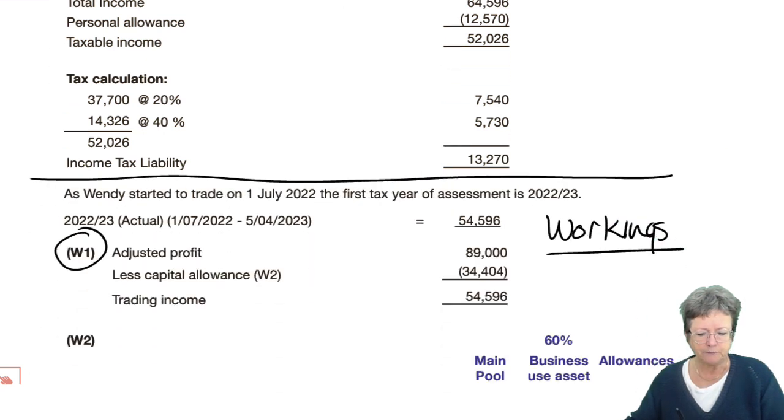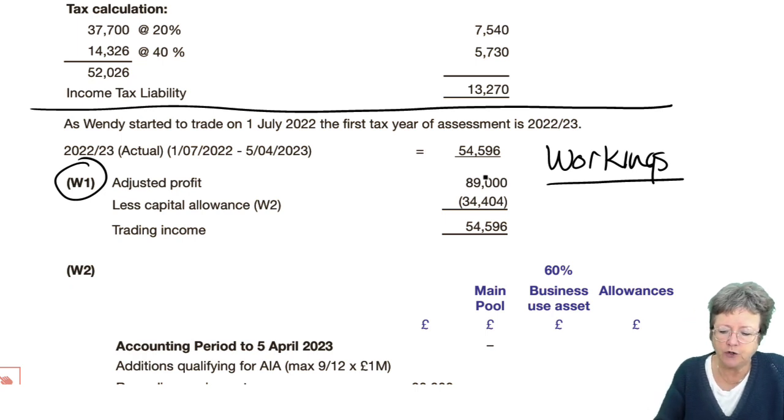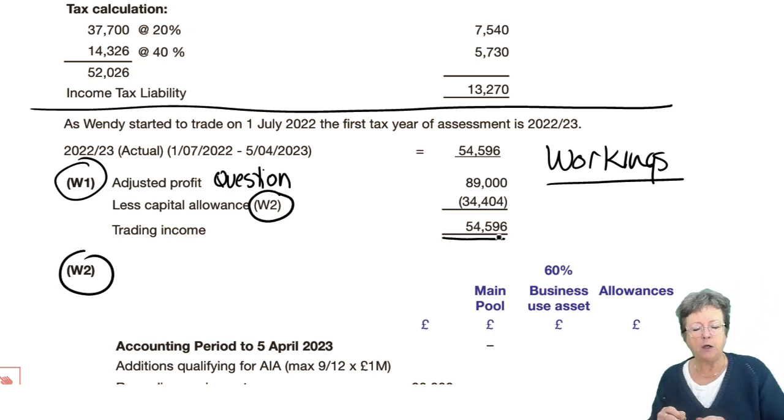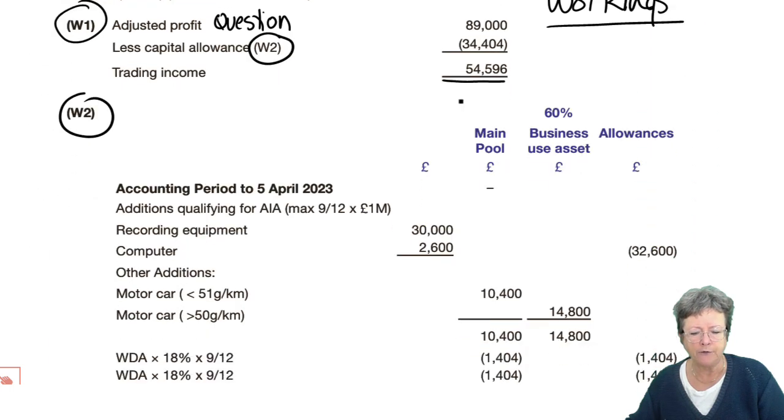So what we need to do then is to adjust the profits. That was in the question. Capital allowances, another working, that would give the trade income. Now her year end, according to the question, is the 5th of April. Therefore, there is no need to make any adjustments. And whatever the answer is, the 54,596, that goes into her income tax computation. But first, let's have a recap of these capital allowances.